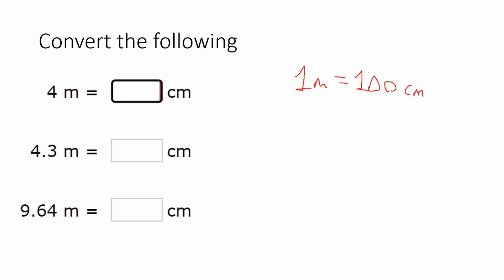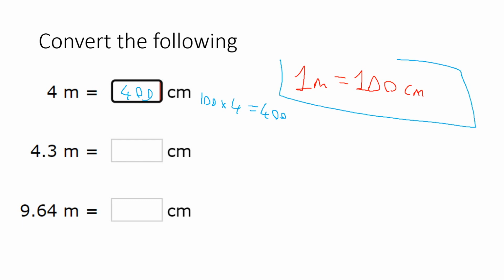So what we can do is we can times 100 by 4 and we can get an answer of 400. So all we're doing is we're using this ratio, okay? You remember the ratios that we did in the first lesson on this? It's exactly the same thing. We know that 1 meter is 100, so all we're doing is we're timesing 100 by 4.3, and we get an answer of 430 centimeters.